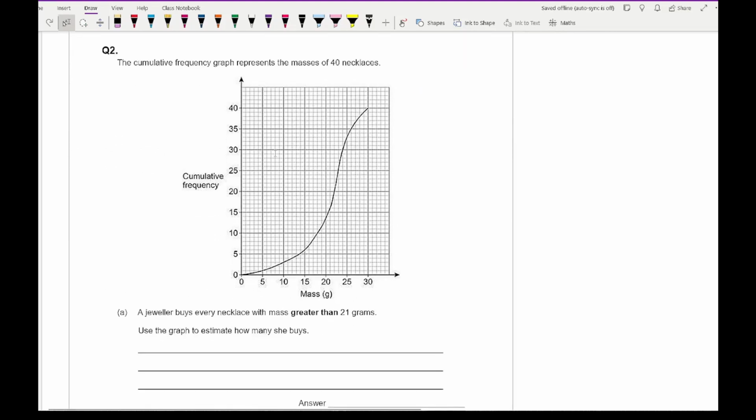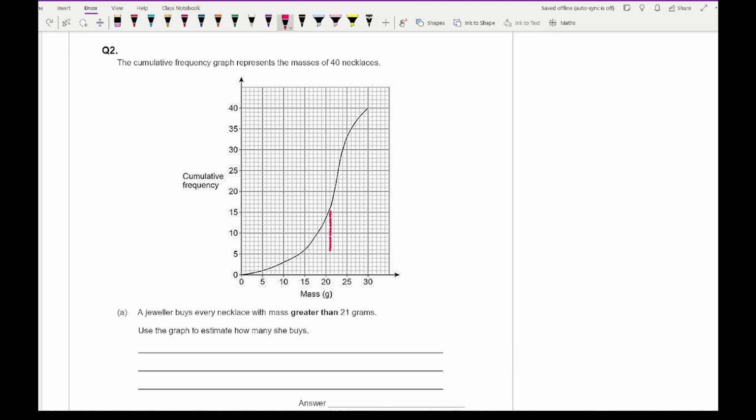Moving on to question 2, which looks at cumulative frequency. It says the cumulative frequency graph represents the masses of 40 necklaces. A jeweler buys every necklace with a mass greater than 21 grams. Use the graph to estimate how many she buys. So what we need to do is find 21 on our x-axis, or the horizontal axis, which is just there.